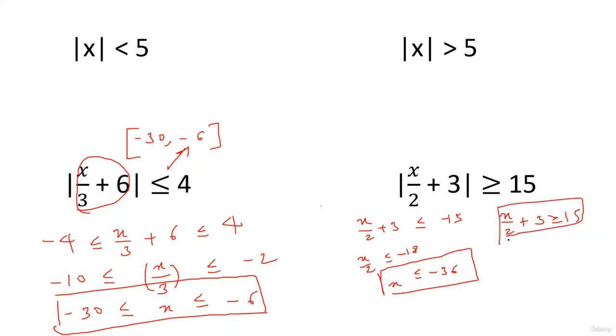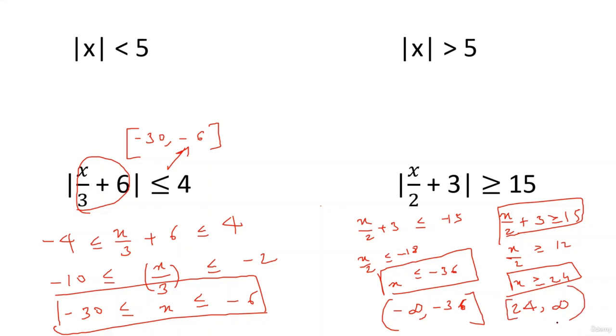And this one, if you solve this, x by 2 is greater than equal to 15 minus 3 is 12. Take 2 on the right hand side. You will have x greater than equal to 24, right? So -36 से x छोटा होगा, means it will go from -infinity to -36. ये inclusive है. ये नहीं है, right? And 24 से बड़ा होगा, right? So 24 to infinity. Union. You want both of these, right?